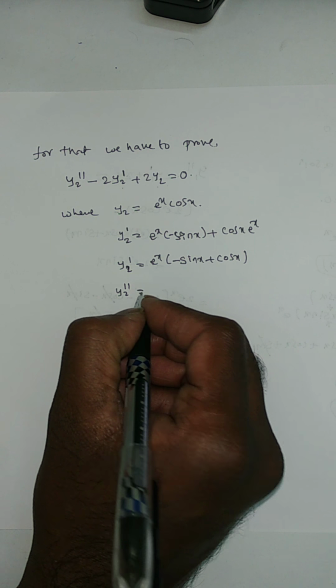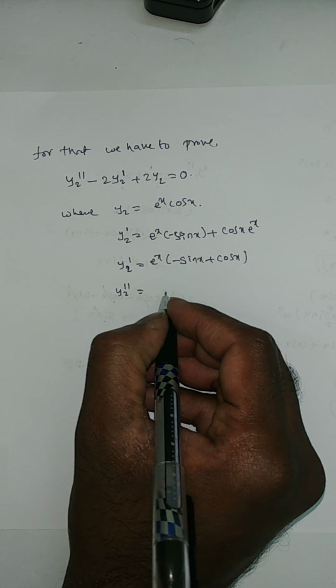Next, y2 double prime, nothing but the double differentiation. Now you have to differentiate y2 dash once again. So first term e power x into inner derivative: here bracket derivative, minus sin x derivative is cos x. Here cos x derivative is minus sin x, minus into plus minus sin x, plus second term, which is minus sin x plus cos x into e power x derivative, which is e power x. Substitute y2 prime, y2 double prime in the given equation. Then you will have e power x into minus cos x minus sin x. I can take e power x common, then I will get minus sin x plus cos x, and close the bracket. Actually we need to simplify, then these get cancelled. Anyway I am cancelling here, these are cancelled.